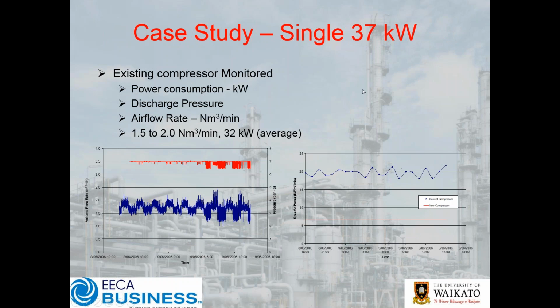So here's a really simple small compressor. For those of you out there with small systems, this is to reiterate that it's not just the big systems where you can save a decent chunk of money. It was a relatively modest 37 kilowatt single machine running a system. The average power consumption was 32 kilowatts, but we measured the actual flow rate being delivered, and it was fairly modest, looking at the pressure.